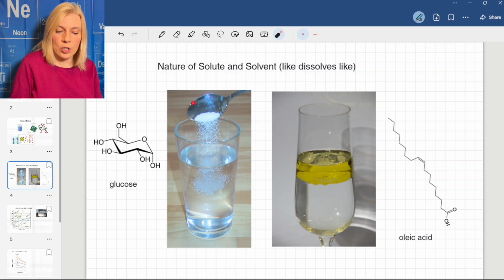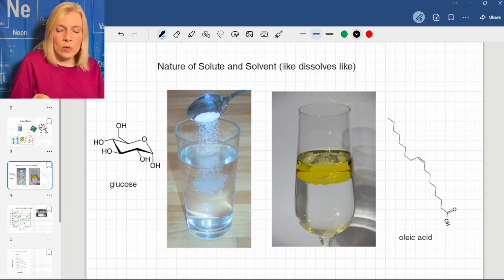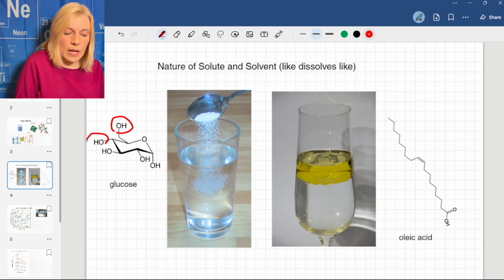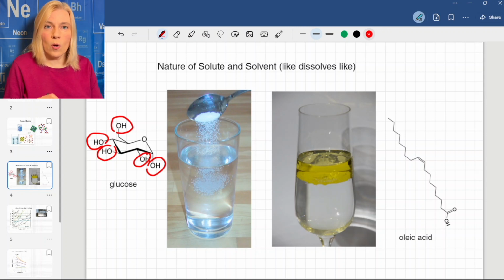So in the first picture, we have water, and we're putting sugar into water. Let's have a look a little bit more closely. Water is a polar solvent. Polar means it's slightly charged on one side. Glucose can form lots of hydrogen bonds. So this looks like a little bit of a water molecule, part of a water molecule. So glucose can dissolve in water because it's also polar. So a polar solute will dissolve in a polar solvent.